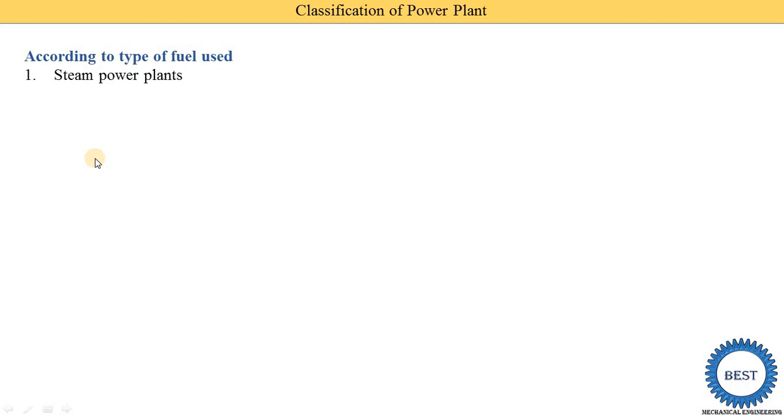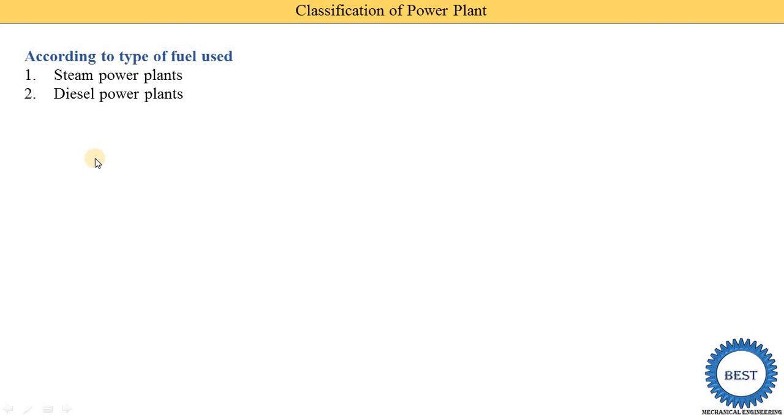First we burn any fuel like coal or wood, and it produces heat energy. This heat energy is supplied to the water, and the water is converted into steam. This steam is supplied to the turbine. In the turbine, mechanical energy is produced, and a generator is connected with the turbine. So the generator produces the electricity.